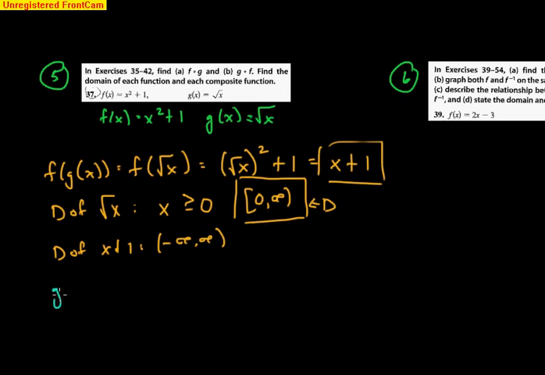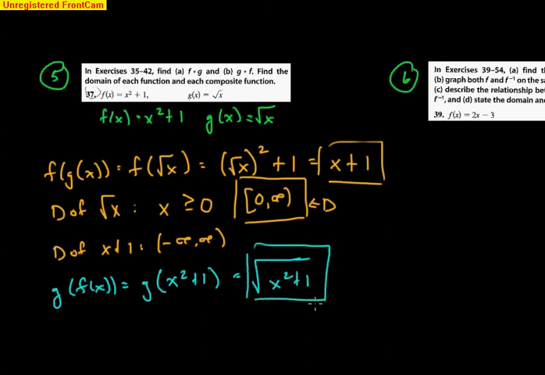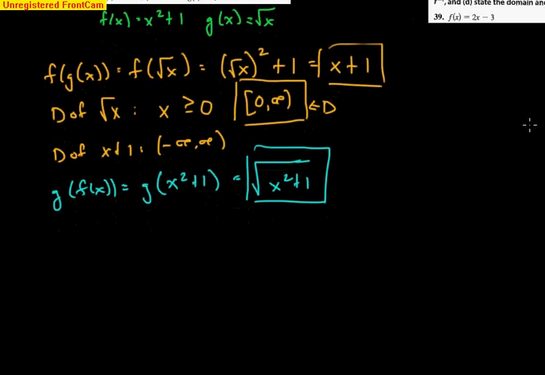Okay, and now let's try g of f of x. That would be g of x squared plus 1. So we're going to replace x in g with x squared plus 1. So that's the square root of x squared plus 1. Some people might think that this square root will cancel with the squared. It will not because of the plus 1. So this is done. Okay. So now we must check the domain.